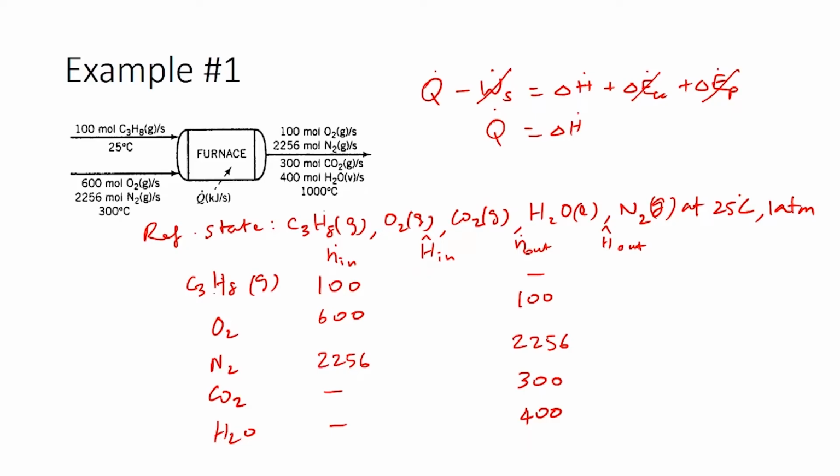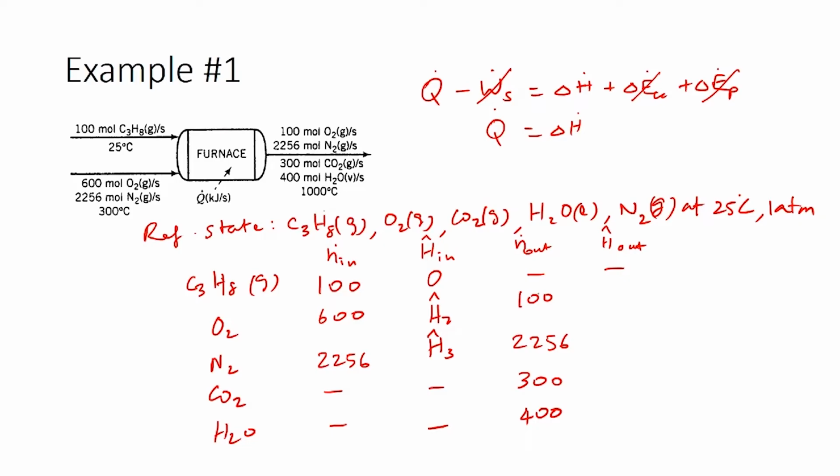Now, let us identify which enthalpies will go to 0. The specific enthalpy for the inlet propane gas would be 0, because you have propane gas at 25 degrees Celsius and 1 atmosphere. Oxygen and nitrogen are coming in at 300 degrees Celsius, and our reference state is at 25 degrees Celsius. So, these would have enthalpy values which have to be calculated. We will call these H2 cap and H3 cap. These two components are not present in the inlet stream, and again propane is not present in the outlet stream. So, these components are all ignored.